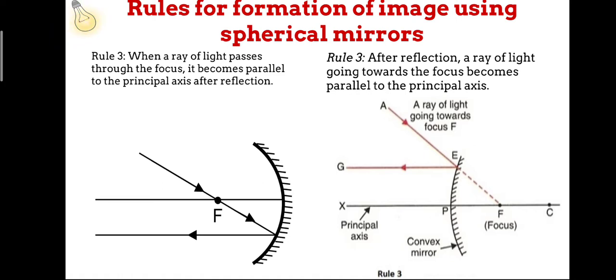The third rule is the very opposite of the first rule. If a light ray passes through the focus and reaches the mirror, in case of a concave mirror, after reflection it passes parallel to the principal axis. And if it is a convex mirror, after reflection the ray of light going towards the focus comes parallel to the principal axis.